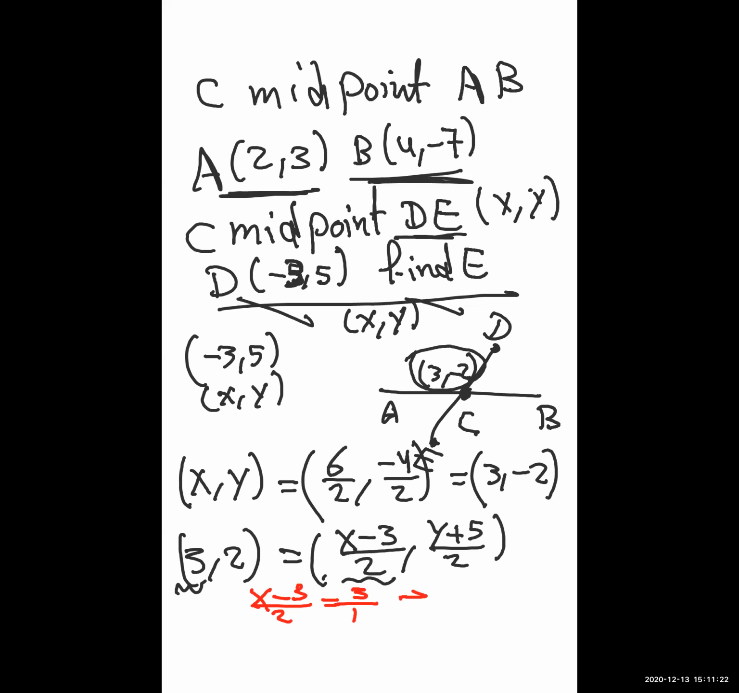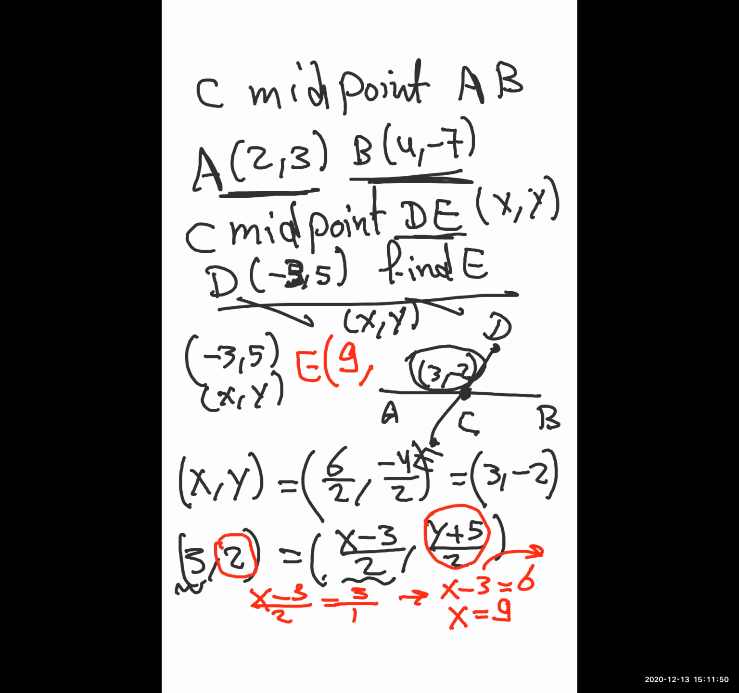Cross multiplication, so X minus 3 will equal 6. Now X will equal 6 plus 3, shifting this one to the other side with a different sign, which means 9. So the point E, the X coordinate is 9. Now get the Y coordinate from the second term: 2 equals Y plus 5 over 2.